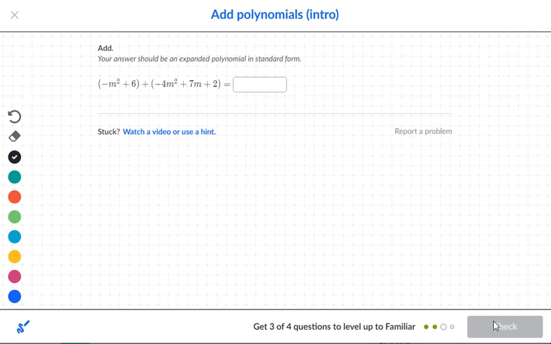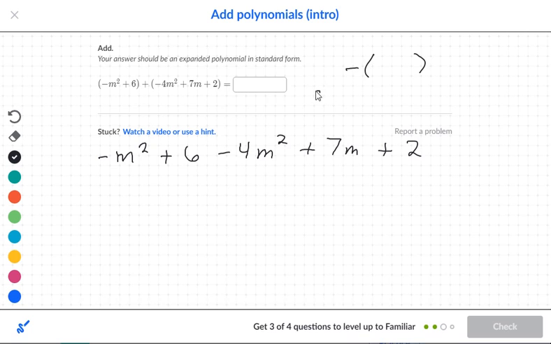Again, we're looking at the parentheses, and what you're looking for here is any negative sign in front of the parentheses. Anytime you have a negative sign in front of parentheses, we're going to do something different with that. So let's look at the very first parentheses. There is no negative sign there, so we simply say negative m to the second plus 6. We go to the next parentheses, there's no negative sign there, so we say negative 4m to the second plus 7m plus 2. So now we're ready to code.